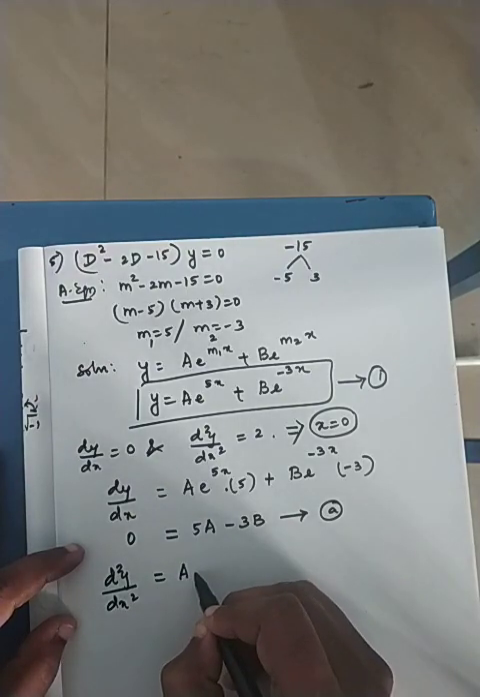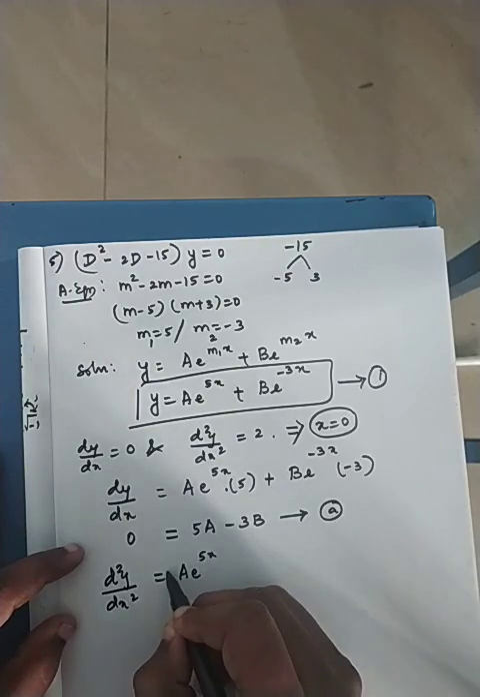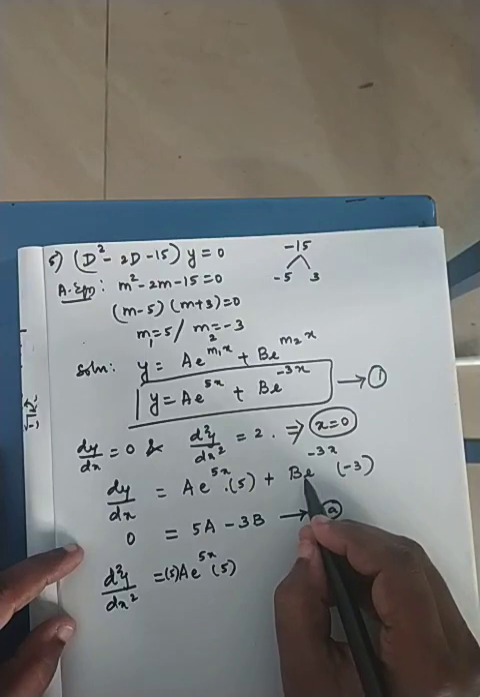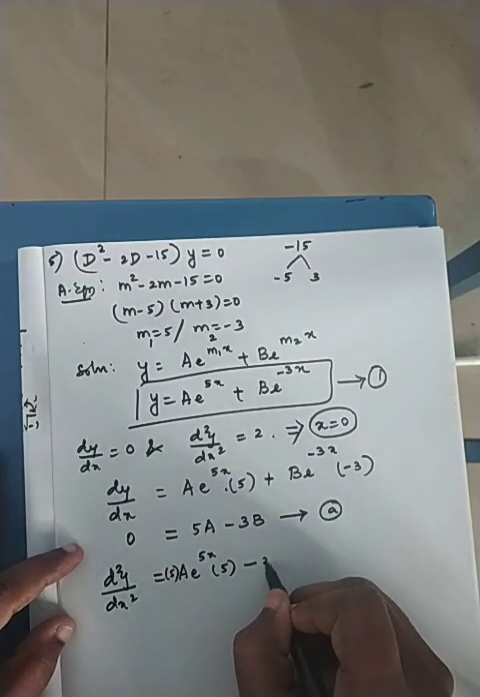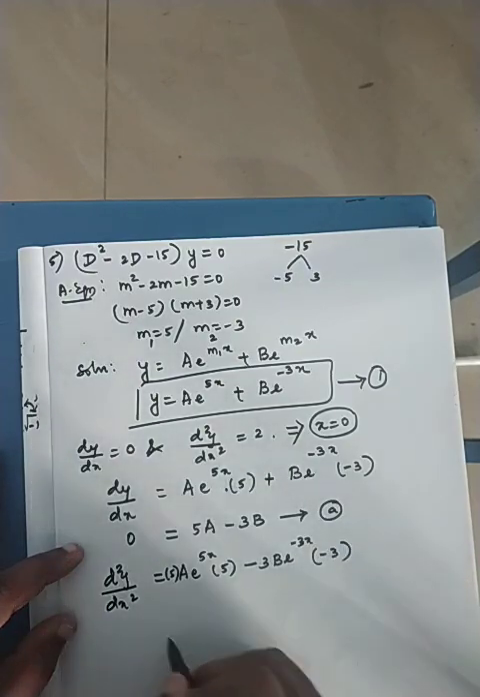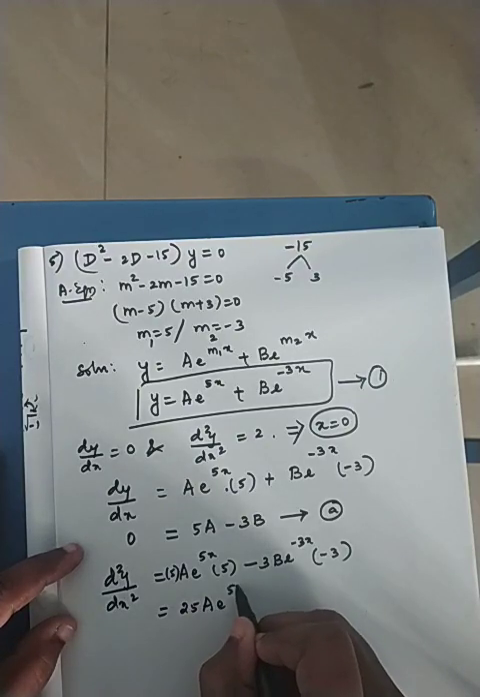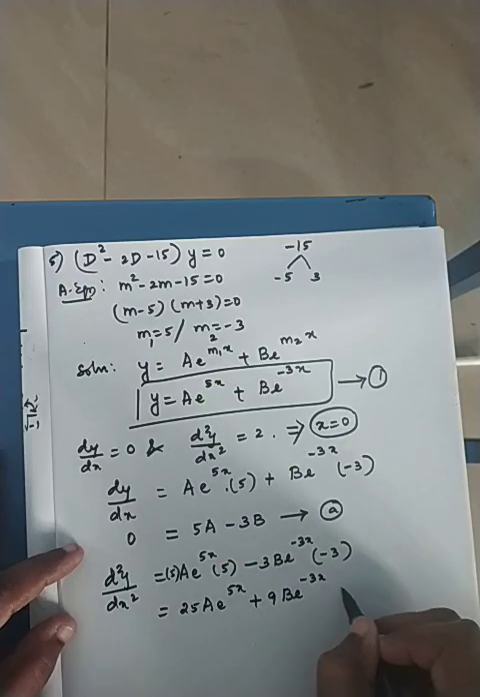Again this will be a into e power 5x. Already there is one 5, again this will be another 5. Then this is minus 3b into e power minus 3x. So minus 3b into e power minus 3x, again I will be getting minus 3. That is 25a e power 5x plus 9b e power minus 3x.